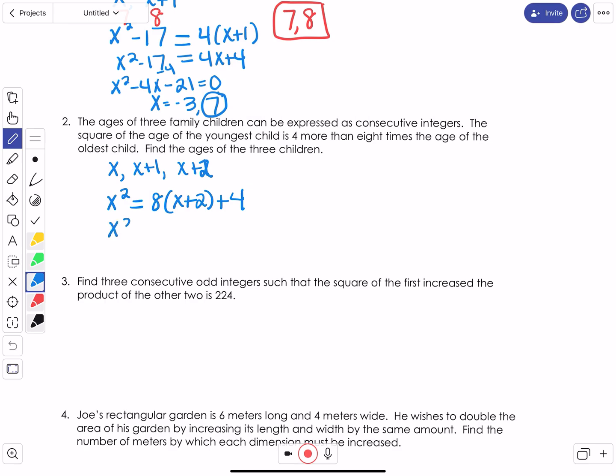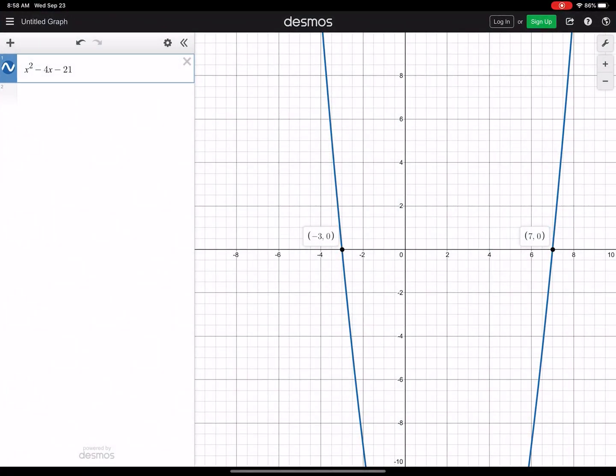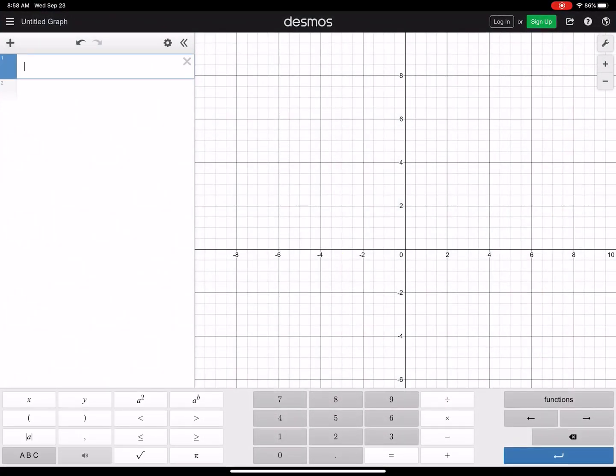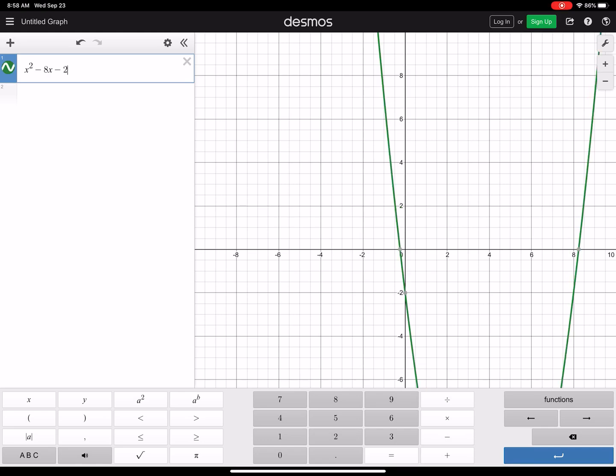Let's simplify here. We'll get 8x plus 16 plus 4, and that'll be x squared equals 8x plus 20. Then if we move everything to one side, we'll get x squared minus 8x minus 20. Then I can go to Desmos, plug this in, and find my intersections. So I've got x squared minus 8x minus 20.